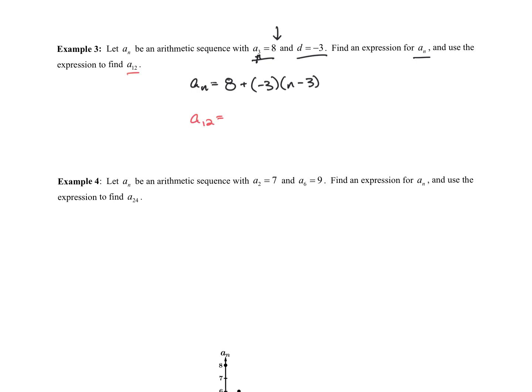And so when we find A sub 12, we just substitute in 12. So now I have 8 and then minus 3 times 12 minus 3. And so what's 12 minus 3? 9. 9 times negative 3 is? Negative 27 plus 8 is? Negative 19. All right. All right, let's look at example 4.